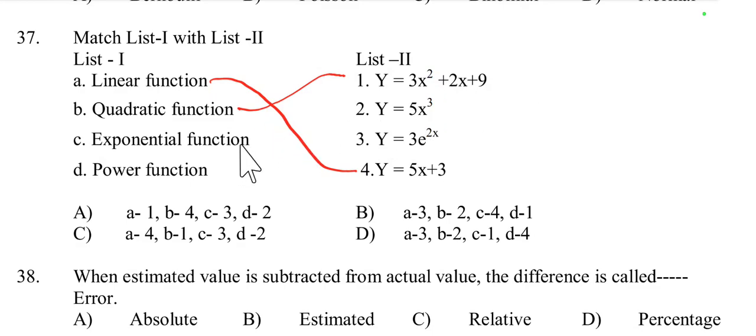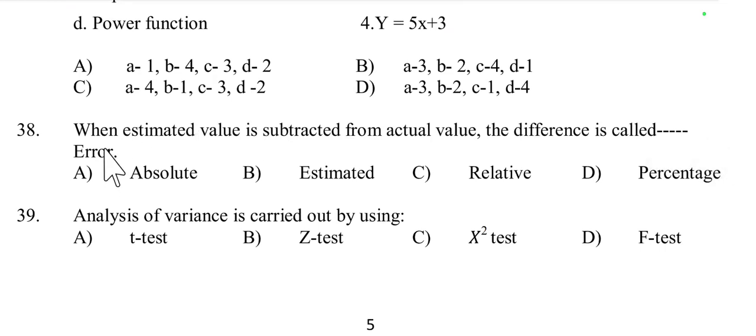Then the exponential function, for example y is equal to 3 e to the power 2x. Any constant multiplied with e to the power x form is called an exponential function. Then the power function, for example y is equal to 5x cube. So a linear function has power 1, a quadratic function has highest power 2, an exponential function is in e to the power x form, and a power function is x with any power, like 5x cube. So here a 4, b 1, c 3 and d 2, option number 3, c.